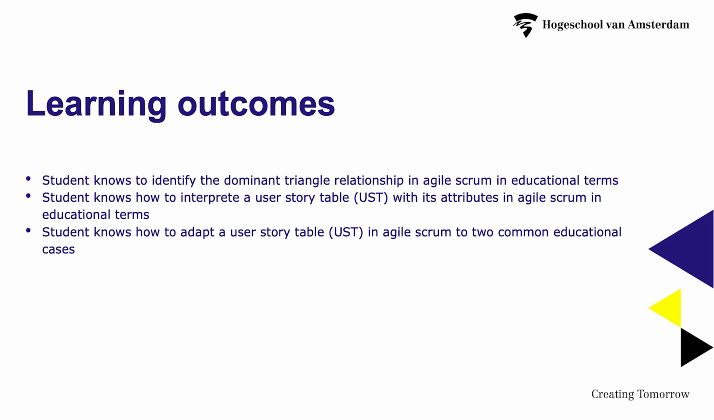common educational cases. I will firstly focus on a triangle relationship between educational partners that are involved in Agile Scrum. Secondly, on how to interpret a user story table and its attributes. And thirdly, on how a user story table can be adapted to two common educational cases. Let's dive in. Firstly, the triangle relationship in education.